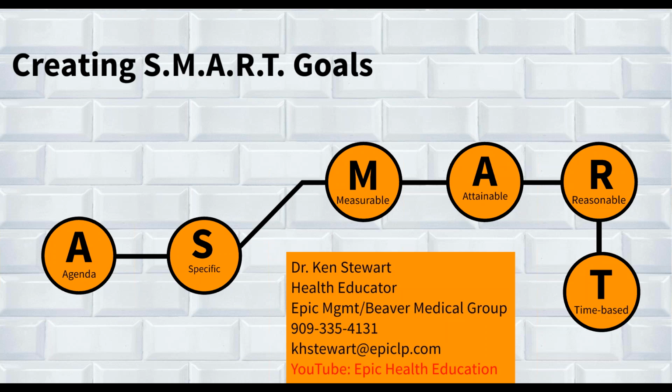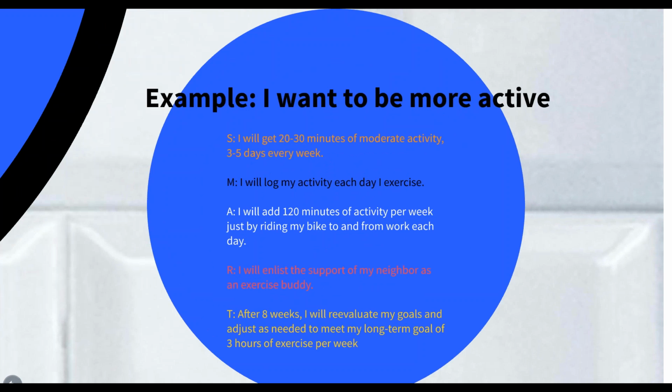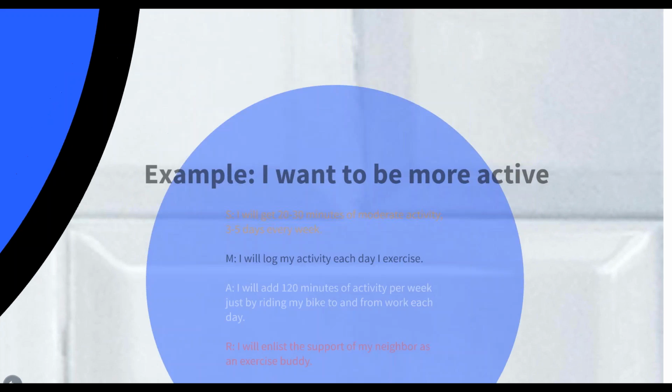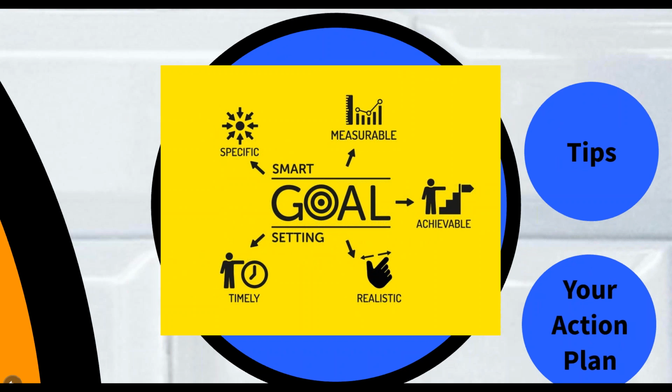And I'm going to go back to the example or previous to this, and kind of show you the big picture. How are you going to be specific in terms of your goal? How are you going to measure your goal? Is it achievable? Is it realistic? And how long is it going to take for you to reach your goal?